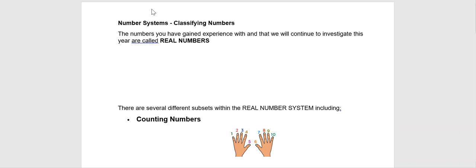So we're going to start our discussion about number systems or the number system by first making sure we know how to classify numbers. Basically, numbers can fit into different categories, and we want to be able to look at a number, just define it by the type of number it is, and be able to recognize where it falls on the number line as well.